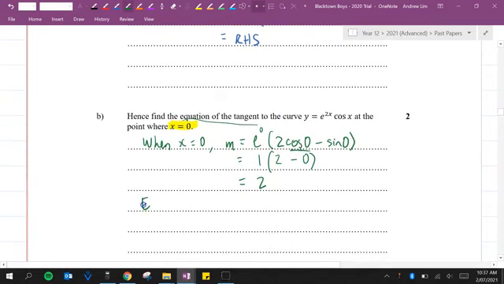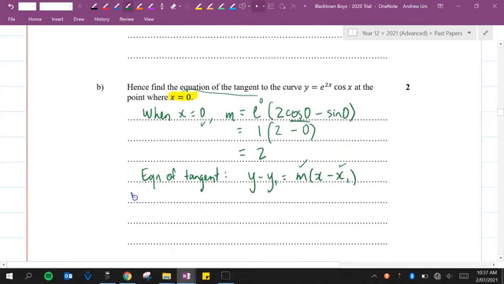So the equation of the tangent, we're going to use y minus y1 is equal to m bracket x minus x1. We've got the gradient, but we don't have a point. We do have x1, which is 0, but we don't have y1, so we need to work out what that is. So when x is equal to 0, what is y equal to?